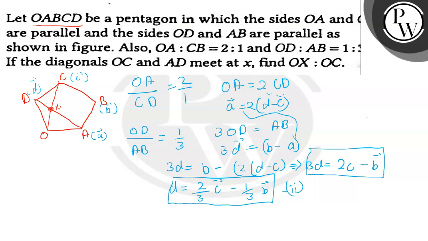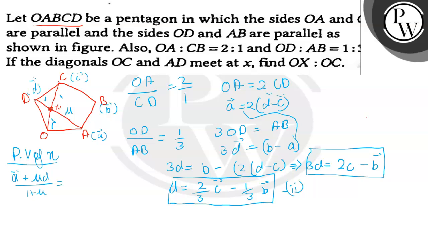Now let us see that X is dividing OC vector in the ratio lambda:1. That is, X divides OC in the ratio lambda:1 and divides AD in the ratio 1:mu. We have assumed this. Now let us see the position vector of X. The position vector of X is going to be mu into A plus 1 into D divided by mu plus 1, that is, A vector plus mu D vector divided by 1 plus mu.